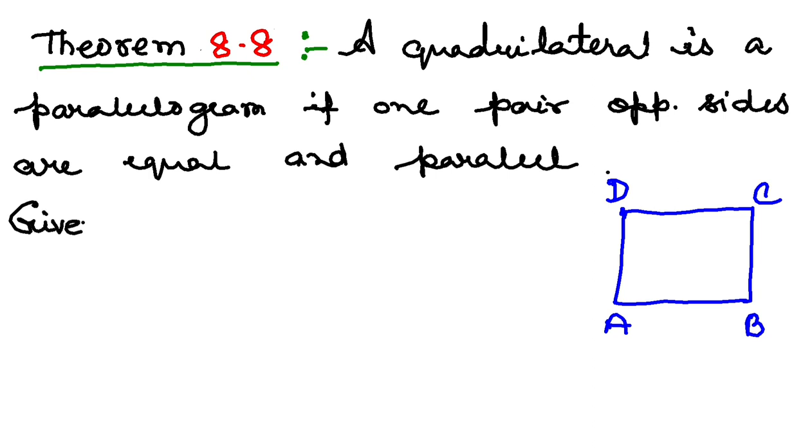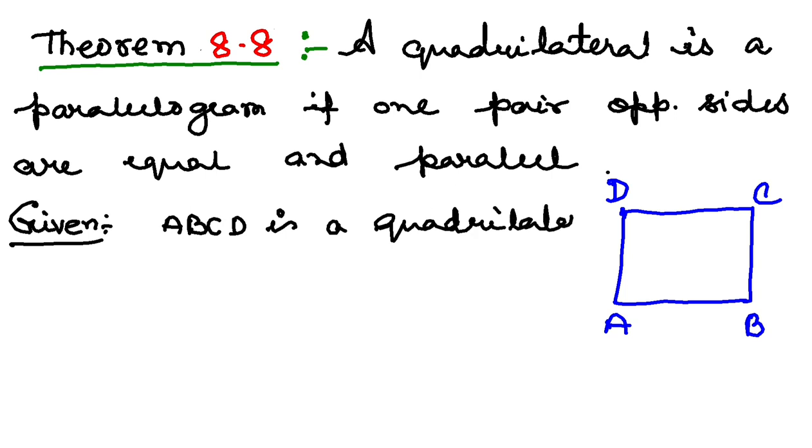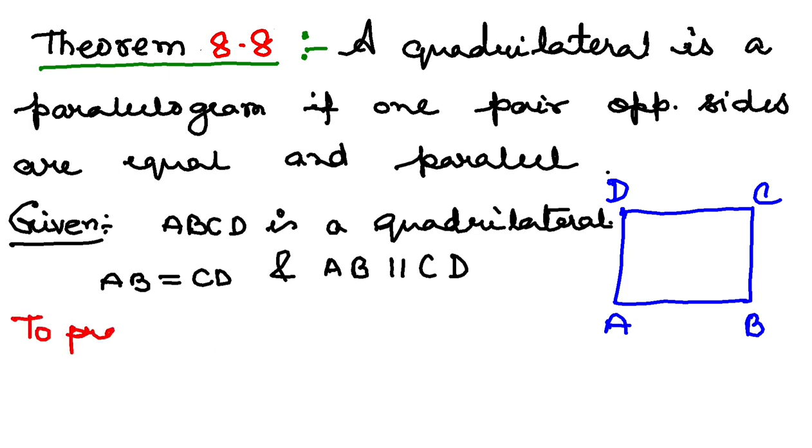So basically what is given is that ABCD is a quadrilateral, and it is given that one pair of opposite sides are equal and parallel. So let's say your AB is equal to CD and AB is parallel to CD. Alright. So now what you have to prove? To prove ABCD is a parallelogram.